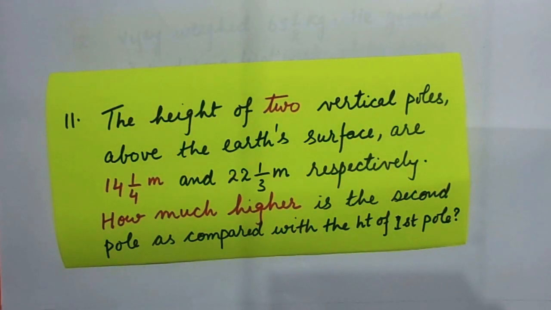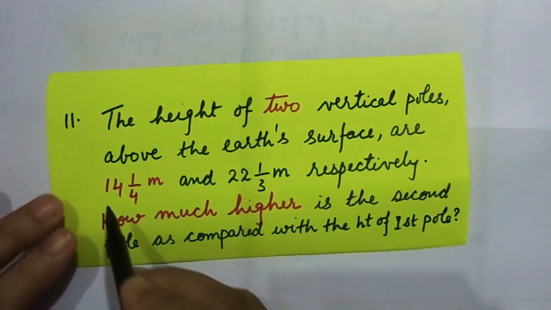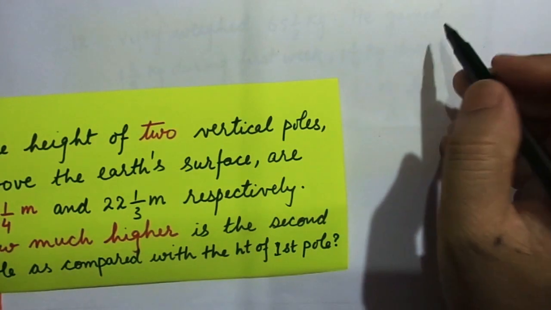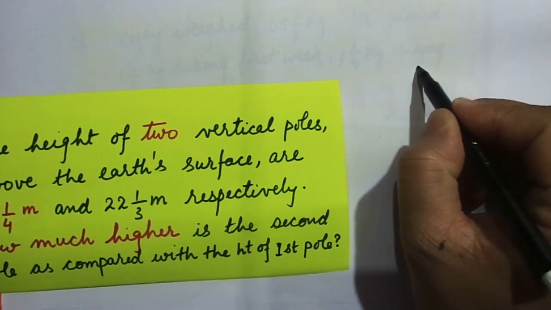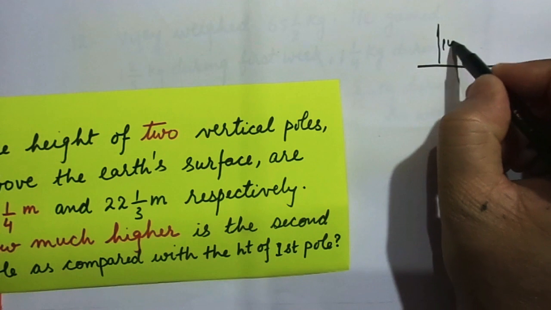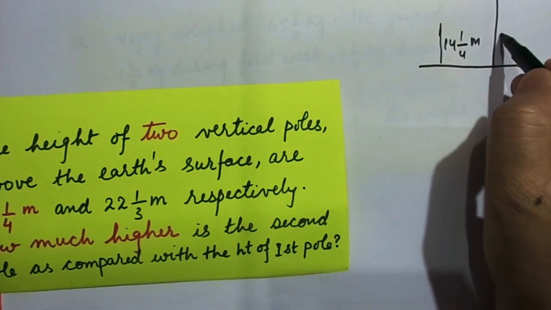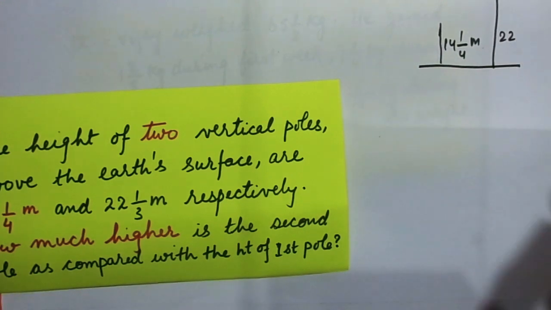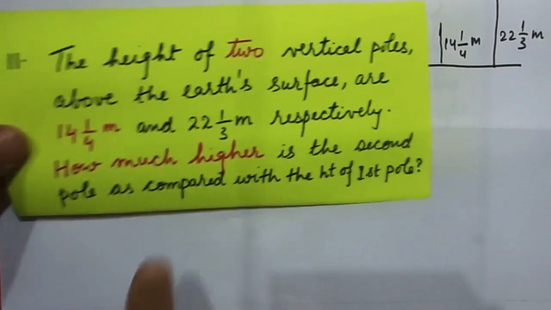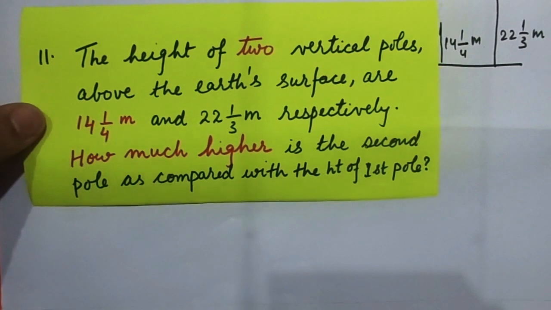The heights of two vertical poles above the earth are given. One is 14 1 by 4 meter and the other is 22 1 by 3 meter. You can see that this is the earth surface. One of them is 14 1 by 4 meter, while the bigger one is 22 1 by 3 meter. What do you need to do? How much higher is the second pole?